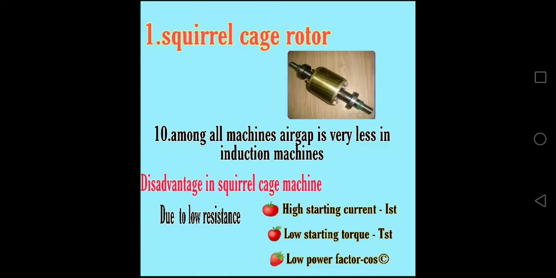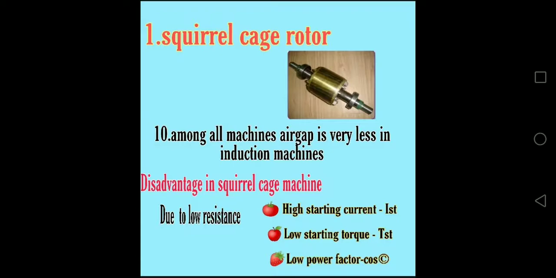When resistance is less, we know there is a high starting current, because I is proportional to V by R. It is from Ohm's law, V equals IR, so I is proportional to V by R. If resistance is less, then current will be more. So the first point is clear: high starting current because of low resistance.